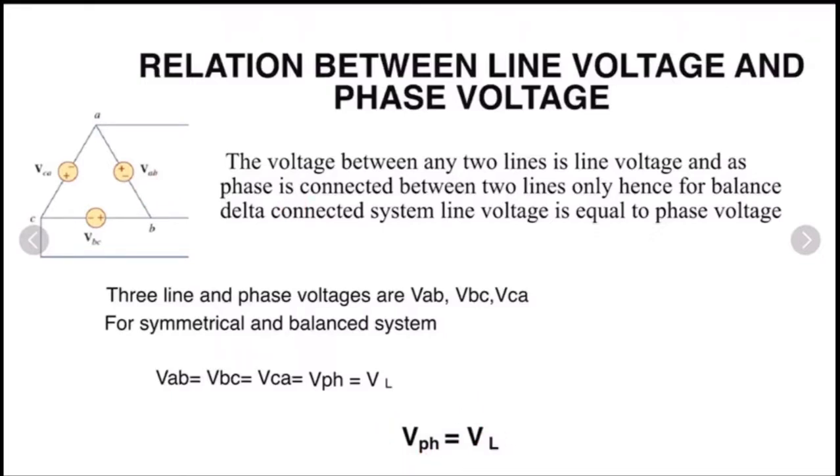We can state it over here: the voltage between any two lines is the line voltage, and as a phase is connected between two lines only, for a balanced delta-connected system, line voltage is equal to phase voltage. And as we know, for a symmetrical and balanced system all voltages will have the same value, so line voltage will have the same magnitude, and phase voltage will also have the same magnitude. So we can say VAB is equal to VBC, is equal to VCA, is equal to V phase and V line. So in case of delta, phase voltage is equal to line voltage.